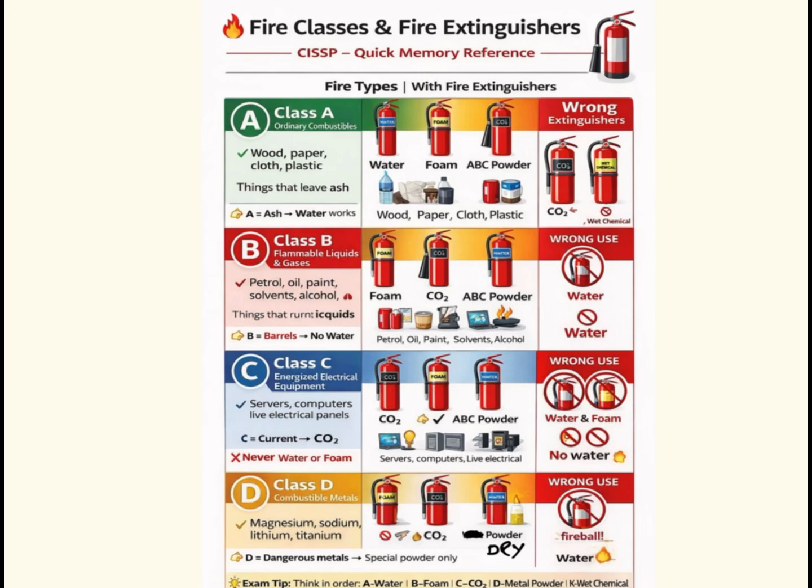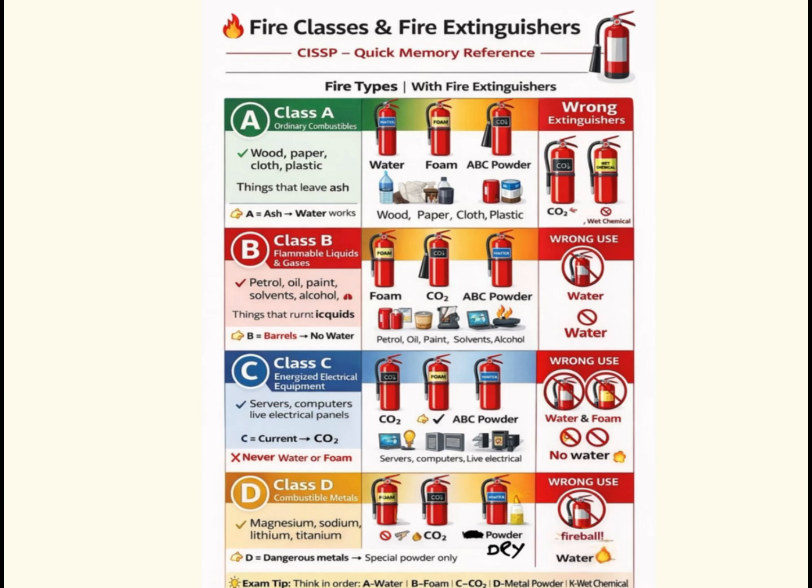Class B is flammable liquids: petrol, oil, solvents, alcohol. So we use foam, CO2, and ABC powder. Class C is electrical equipment: servers, computers, live electrical panels, right? So we use fire extinguisher CO2 and ABC powder.